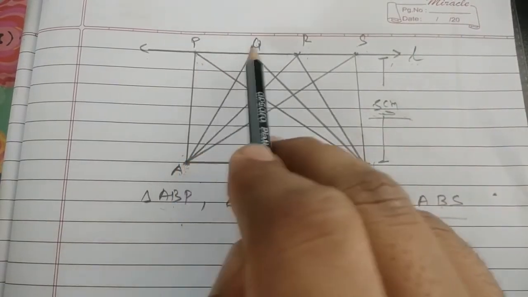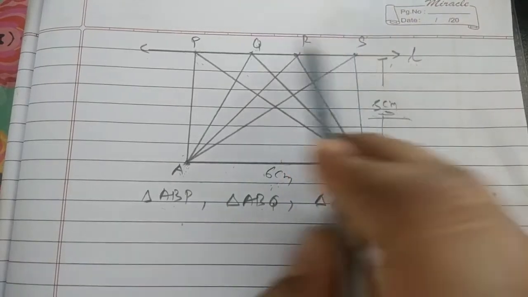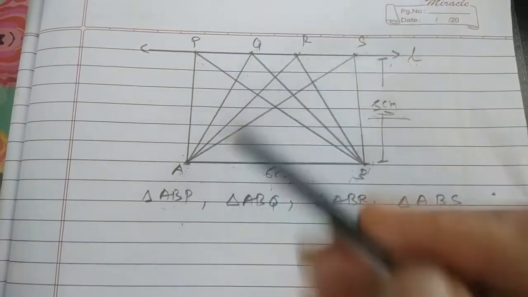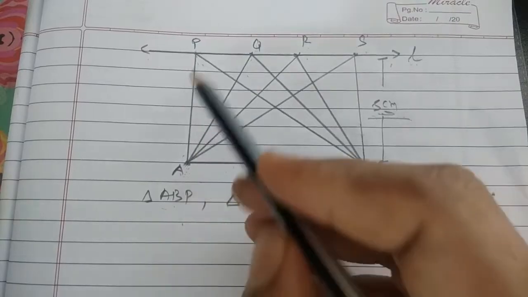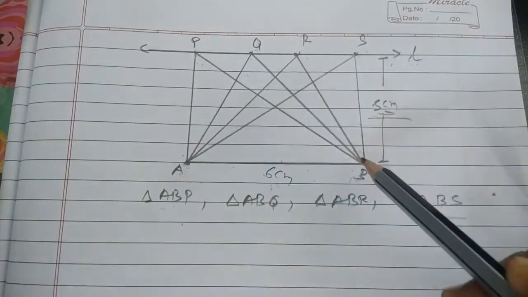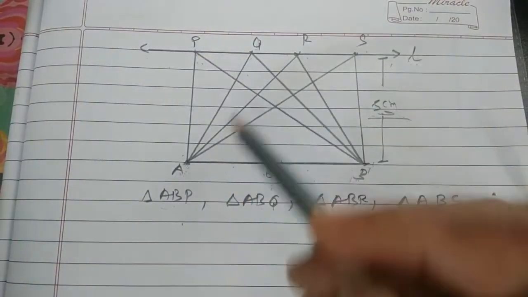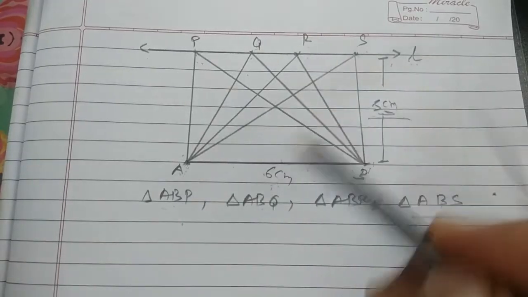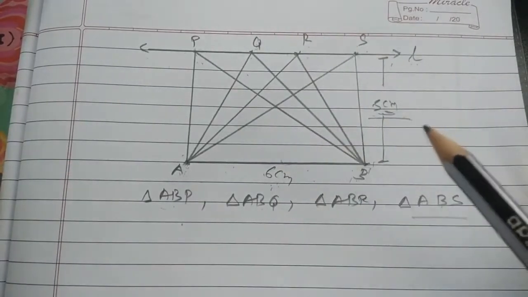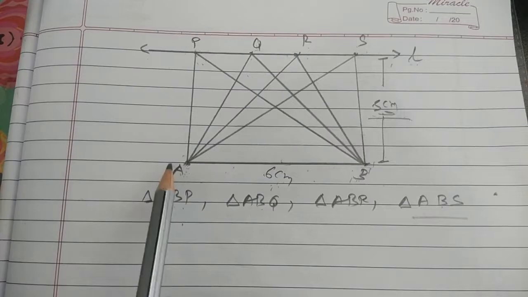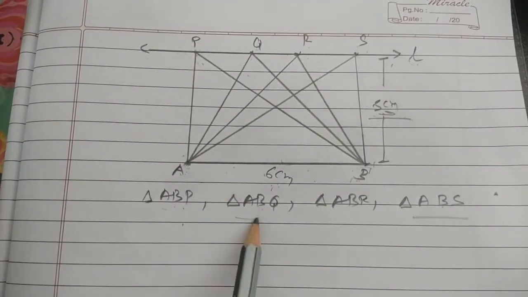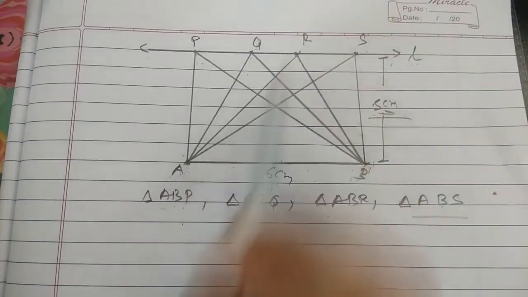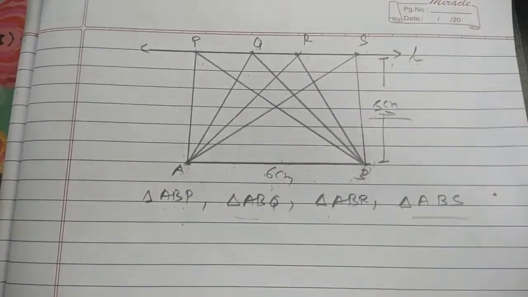On the line L we will take 4 points P, Q, R and S, and we will connect these points with AB through straight lines. So when we draw these straight lines, we will get 4 triangles. Number 1, triangle ABP, A, B and P. 2, ABQ, A, B and Q. 3, ABR, A, B and R. And 4, A, B and S.